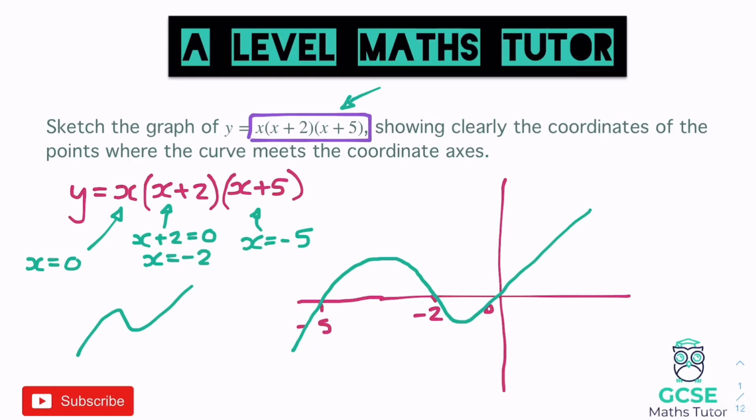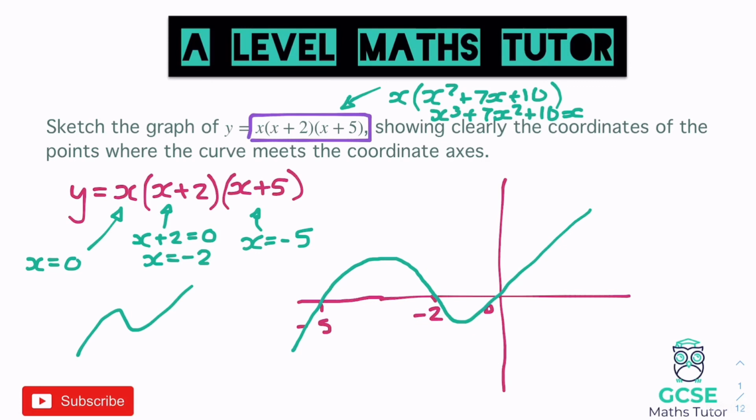And if we did expand that, the double bracket there expands to make x squared plus 7x plus 10. And then obviously you've got the other x to incorporate, and once you expand that in there, you get x cubed plus 7x squared plus 10x. And as you can see, there's no number at the end, so that y-intercept is 0. So that's one way of doing it.